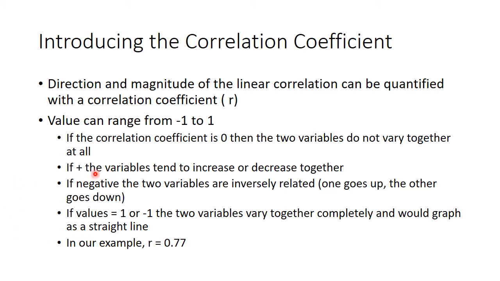If you have a positive correlation coefficient, the variables tend to increase and decrease together, so they're proportional to one another to some degree. If it's negative, the two variables are inversely related, meaning as one goes up, the other tends to go down. If the value is 1 or -1, the two variables vary together completely and it would graph as a straight line, meaning any increase in one causes a corresponding change in the other. In our example, we're probably not going to get a completely straight line, but our R value is 0.77.